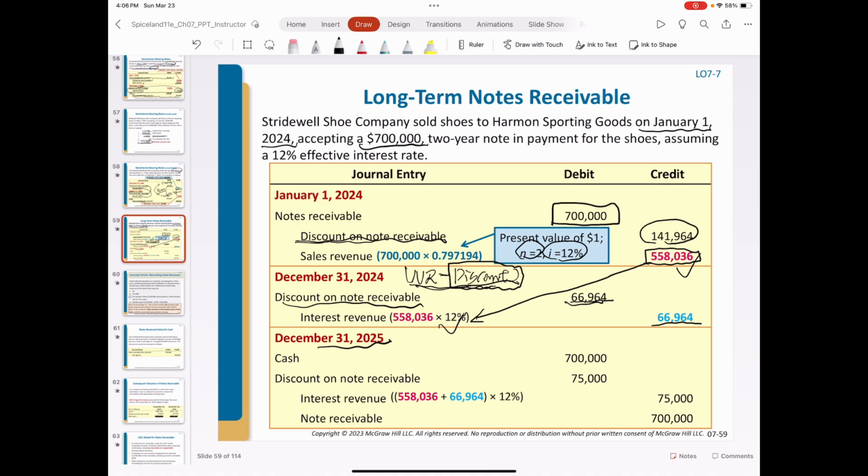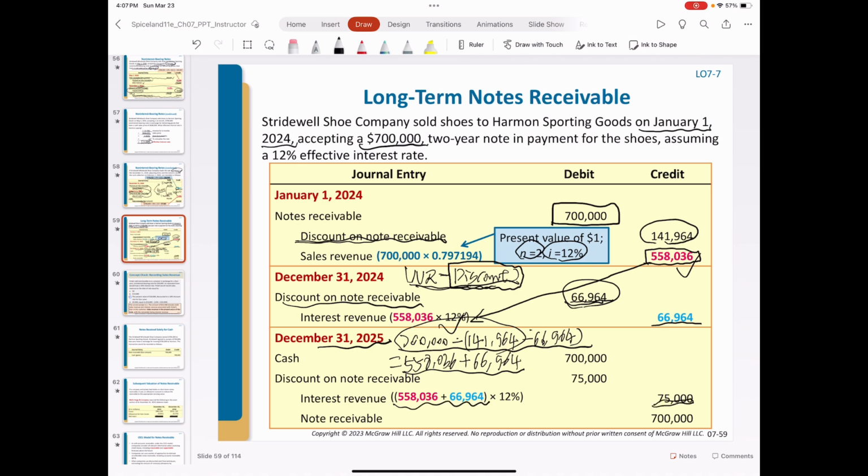By the end of 2025, the carrying amount of the notes will be 700,000 subtract the original discount 141,964, and since it was amortized once last year, plus the amortization, this is the carrying amount of these notes. Basically, it equals 558, the difference of these two, so the negative sign and the positive sign, so plus 66,964.